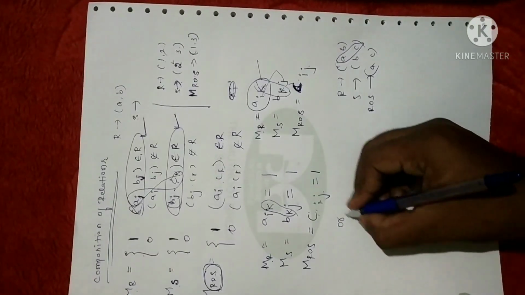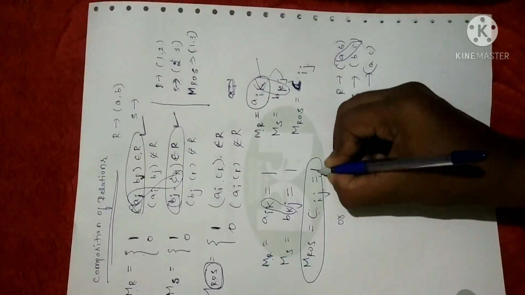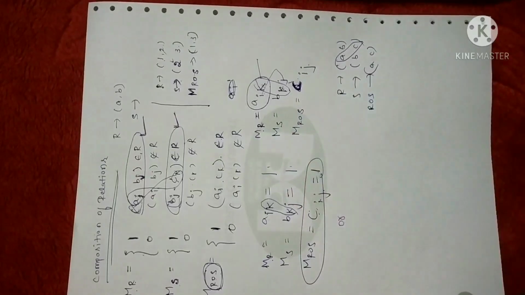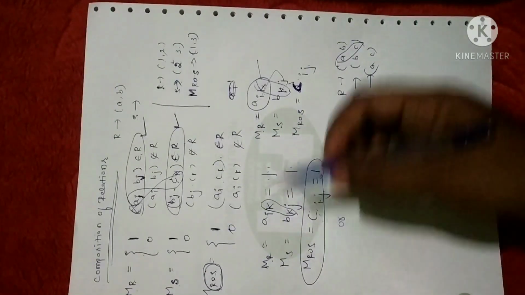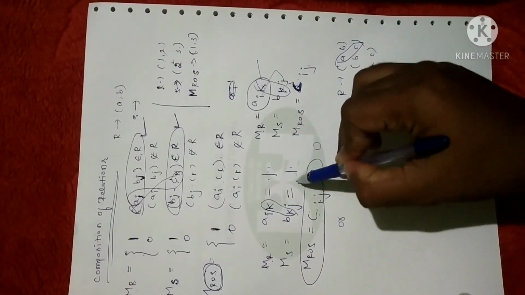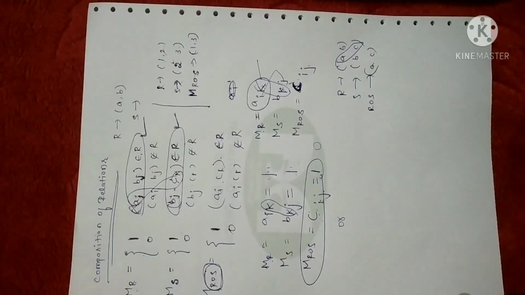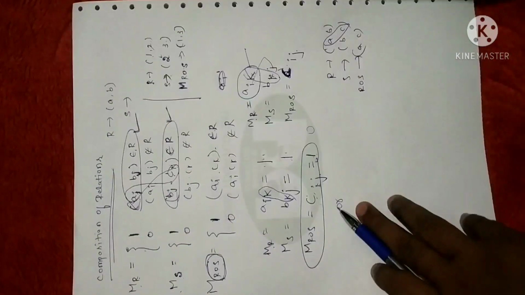Or else I can say CIJ is 1 only when these two elements are 1. Similarly, CIJ is 0 only when these two elements are 0. Hope it is clear for you.